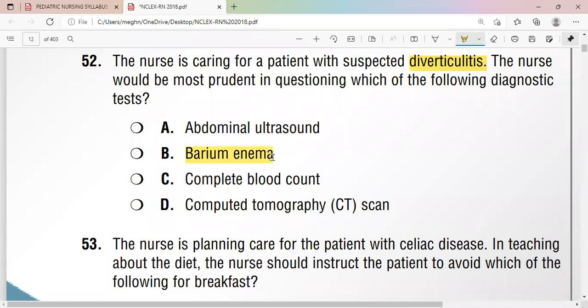Why? Barium enema is contraindicated in the client with diverticulitis because it can cause bowel perforation. You see, the nurse would be most prudent in questioning which diagnostic test. So I said barium enema is contraindicated in the client who has diverticulitis, because barium enema can cause perforation of the bowel. Answers A, C, and D are appropriate diagnostic studies for the client with suspected diverticulitis. What next?